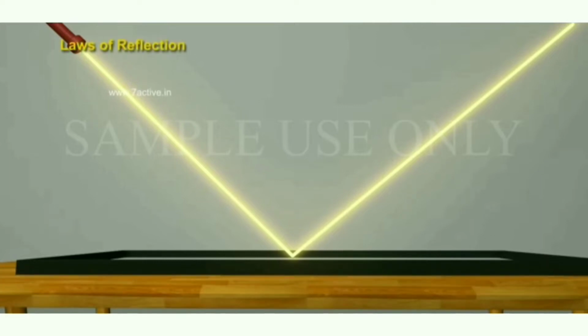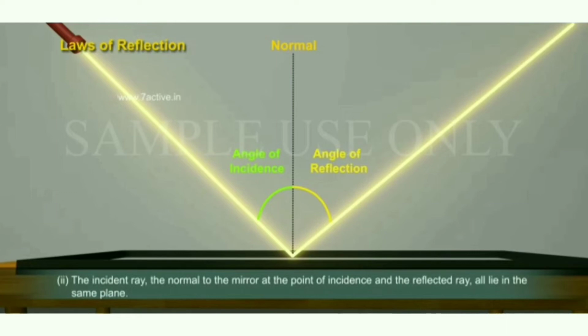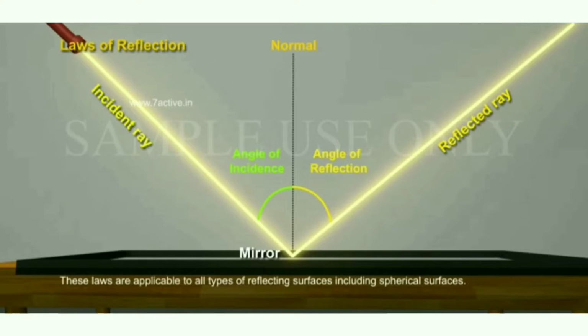Laws of reflection. 1. The angle of incidence is equal to the angle of reflection. And 2. The incident ray, the normal to the mirror at the point of incidence and the reflected ray all lie in the same plane. These laws are applicable to all types of reflecting surfaces, including spherical surfaces.